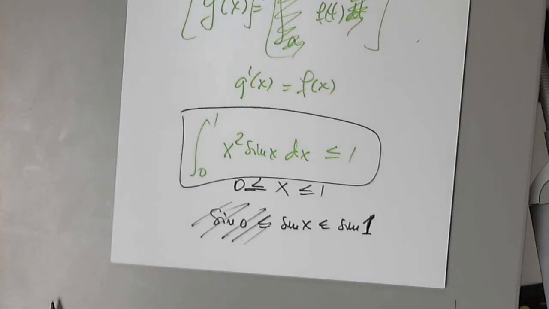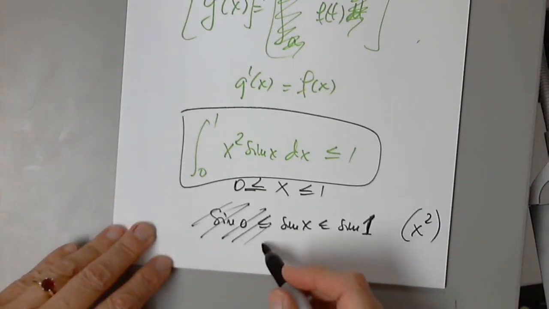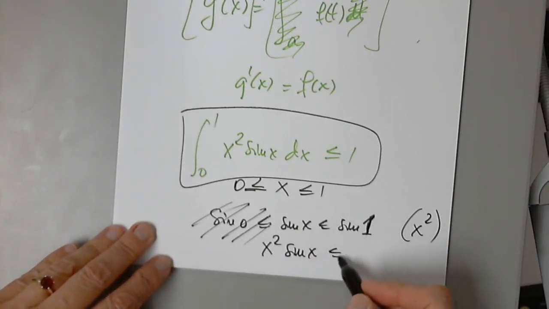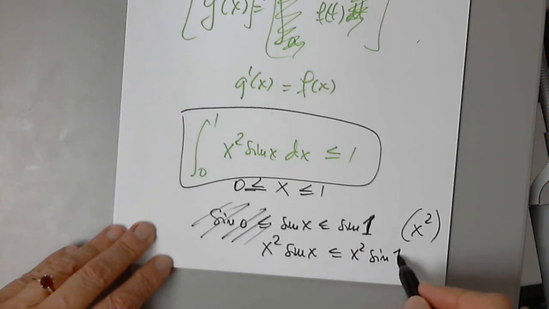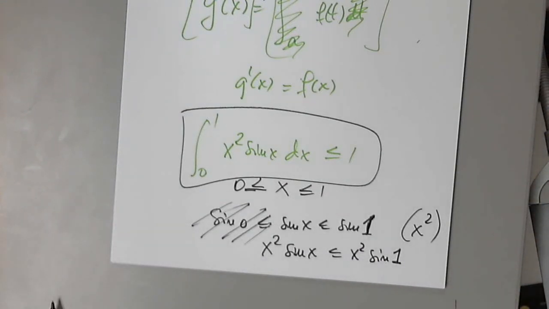So I managed to find an inequality that has sine in it, but that's not enough. What do I need to do next? Multiply by x squared, as long as it's a positive number and it's not 0. Well, we're not talking about the limits of integration, right? So it's not 0. So we'll multiply everything by x squared. And then we get x squared sine x less than or equal to x squared sine 1, which is a constant.